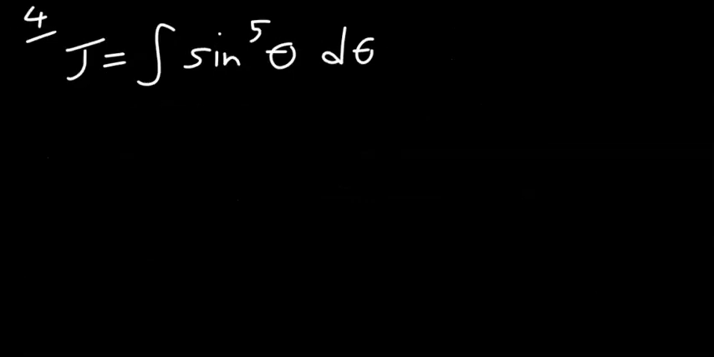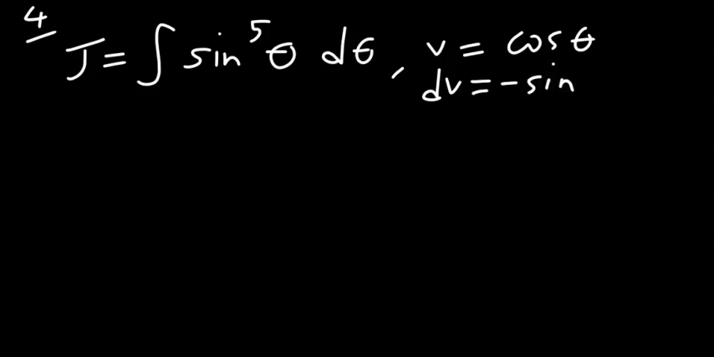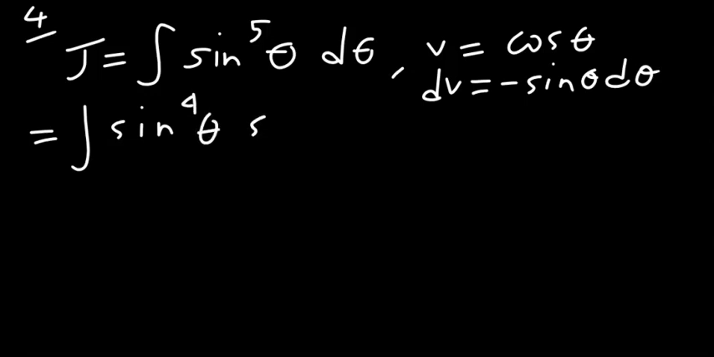Let's look at this integral. The power of sine is odd, so we can use the following substitution. V equals cosine theta, so therefore dv is minus sine theta d theta. So let's realize that sine to the power of 5 is just sine to the power of 4 times sine theta d theta.